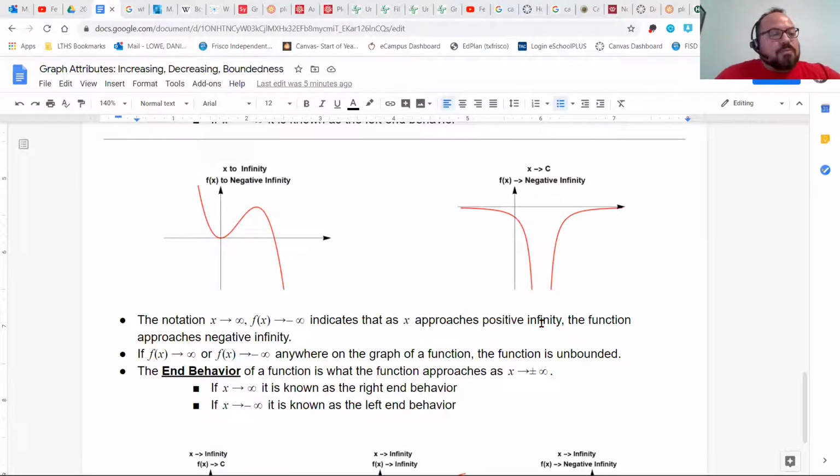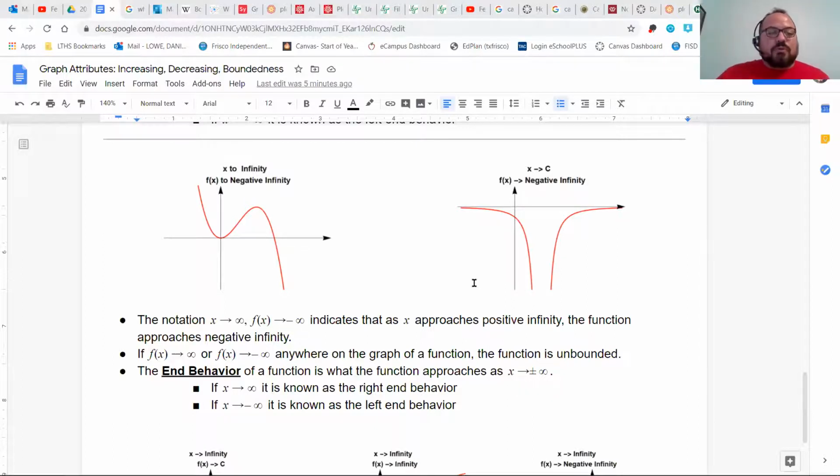If f of x approaches infinity or f of x approaches negative infinity anywhere on the graph of the function, then the function would be unbounded. And remember, this end behavior of a function is what the function approaches as x goes towards positive infinity or x goes to negative infinity. You must use the appropriate notation. Once again, x to positive infinity, right end behavior. x to negative infinity, left end behavior.